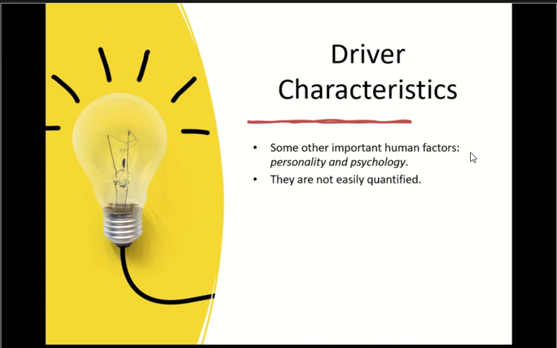Although people claim on social media, do this test and we will tell you what type of person you are. Right or wrong? Answer these 10 questions and it will tell you whether you are aggressive or optimistic or pessimistic. You cannot get that, right? You can click on anything. So what can you not quantify? Personality and psychology. So these characteristics affect driving, but they cannot be measured.